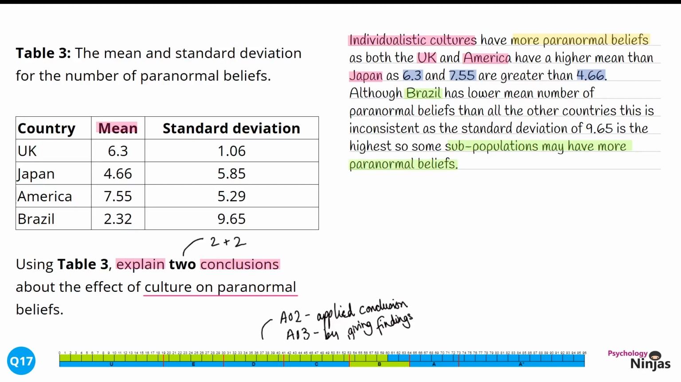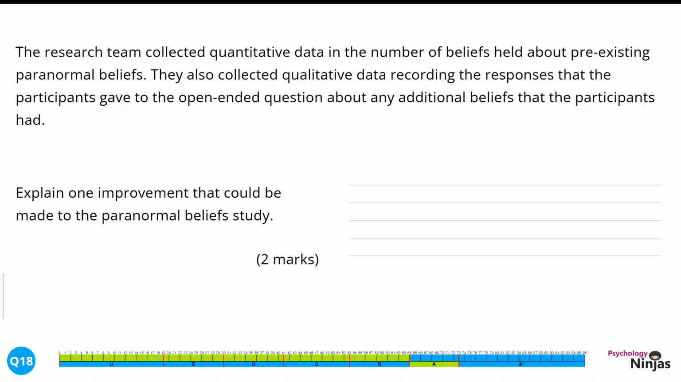We've justified that with our figure from the table, talking about 9.65 and the standard deviation. We've understood that standard deviation tells us how spread out that score is around the mean. The fact that Brazil has a much higher standard deviation means we've got more spread in our data.